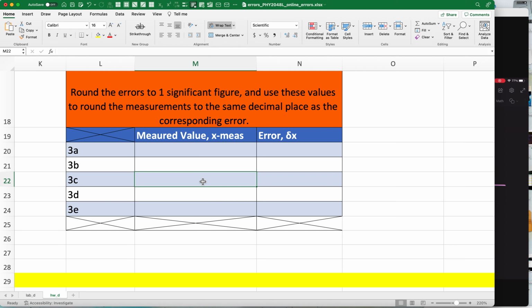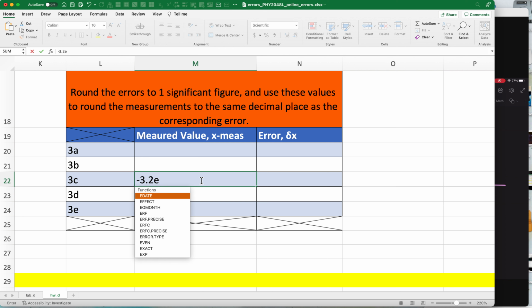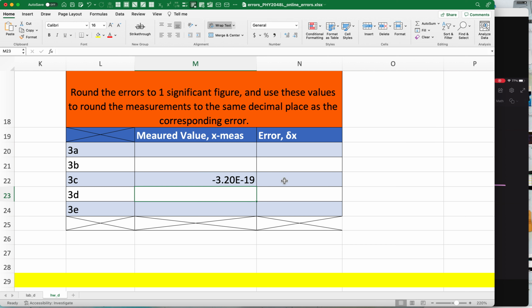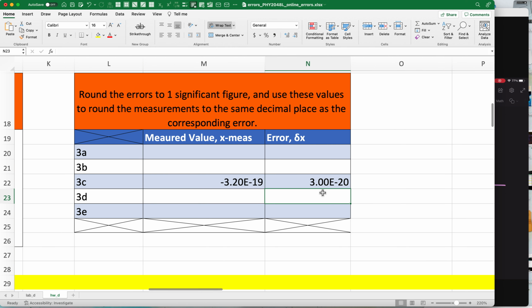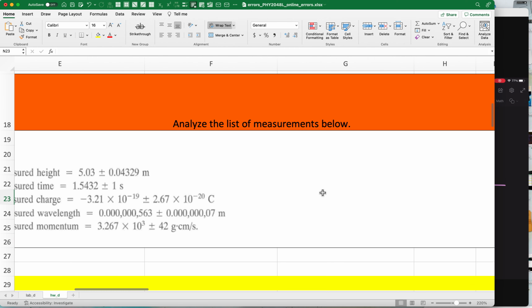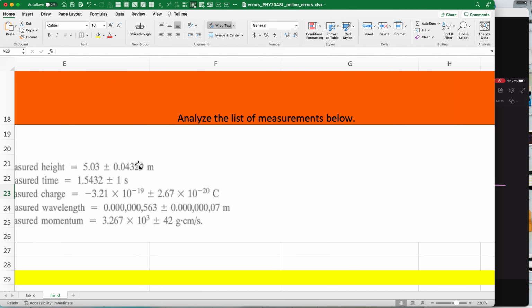So what we want to write for the first one is minus 3.2, and remember in Excel 10 raised to, that's an E, and minus 19. And then enter. And the other number is 0.3 times 10 raised to, so E to the minus 19. So from there, you can just hit enter. So for the rest of these, you're going to follow the same procedure. Round all these numbers to 1 sig fig, round all the errors to 1 sig fig, and then from there, round the values to the same decimal place as the error.